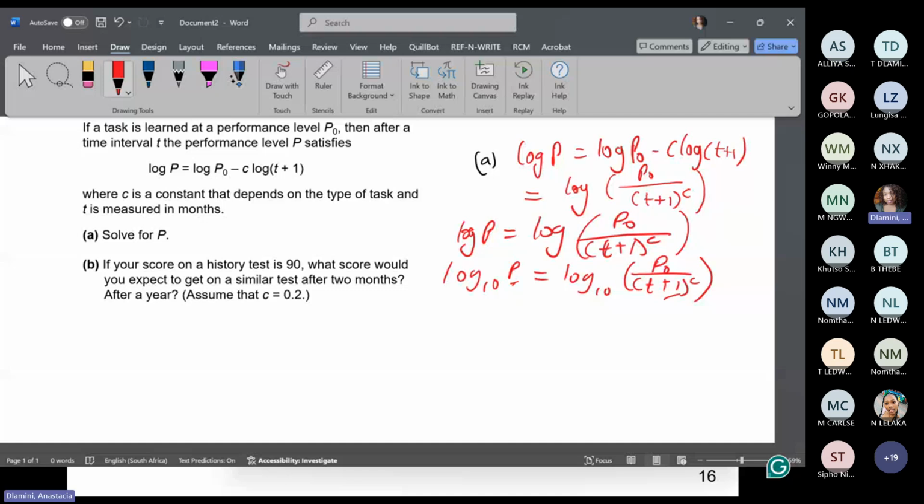Well done. There's a law that says if I have A to the power of log base A of X, this is just X. That's the law. It's law number 4. Do you remember that? Or you forgot it?